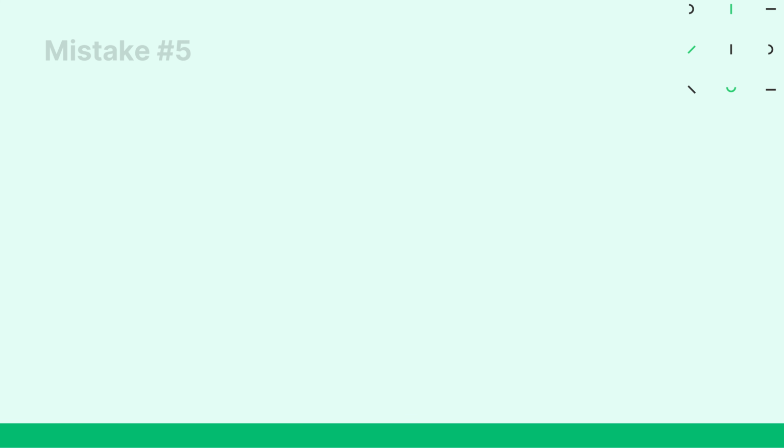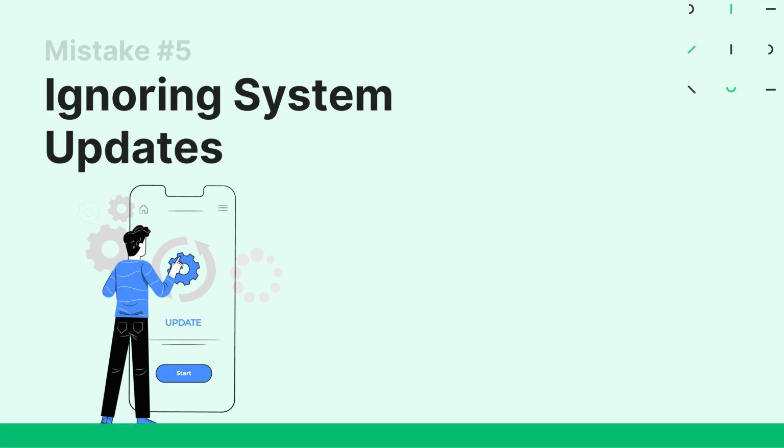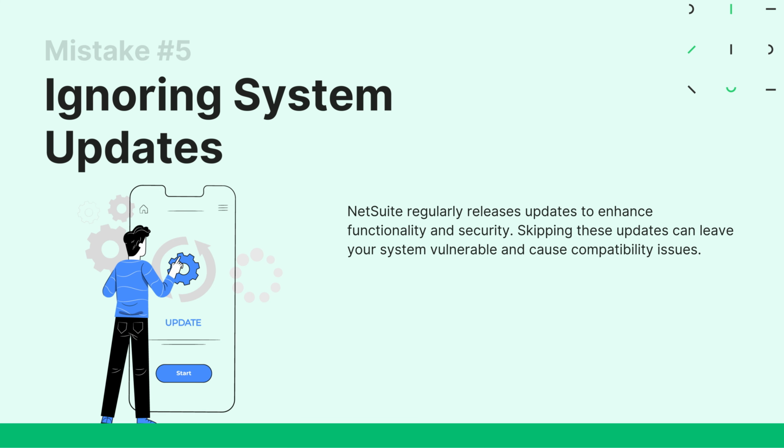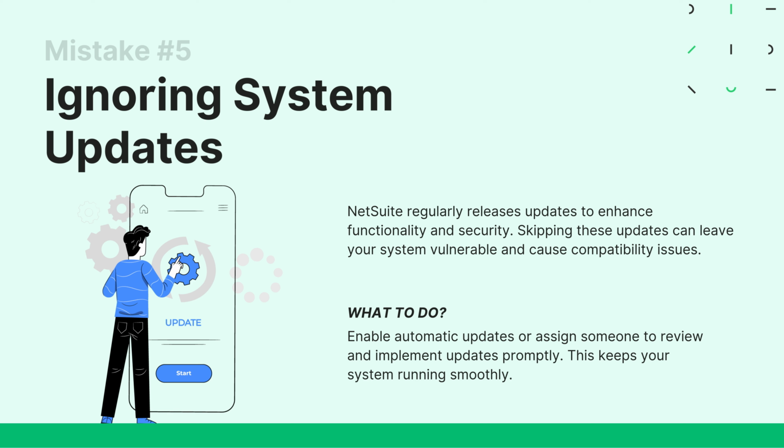Mistake number 5. Ignoring system updates. NetSuite regularly releases updates to enhance functionality and security. Skipping these updates can leave your system vulnerable and cause compatibility issues. What to do? Enable automatic updates or assign someone to review and implement updates promptly. This keeps your system running smoothly.